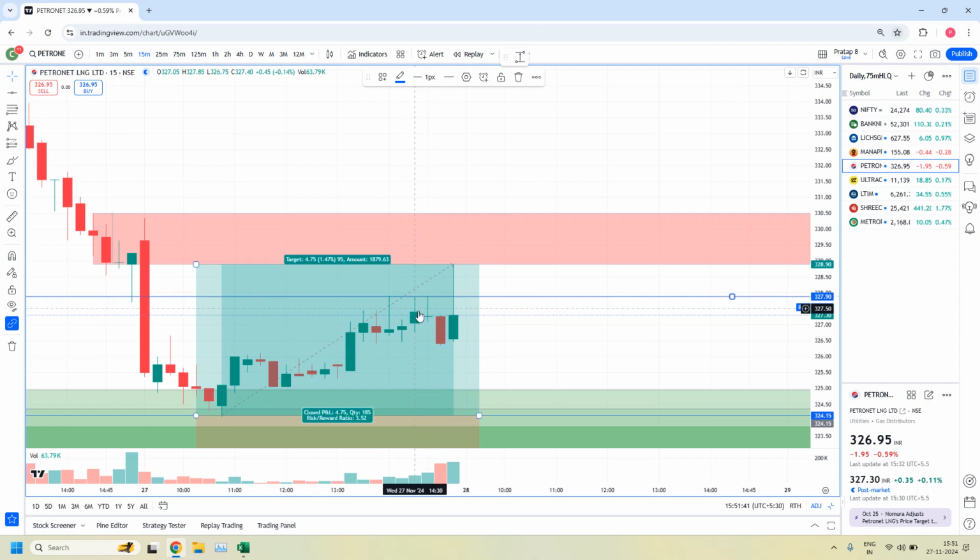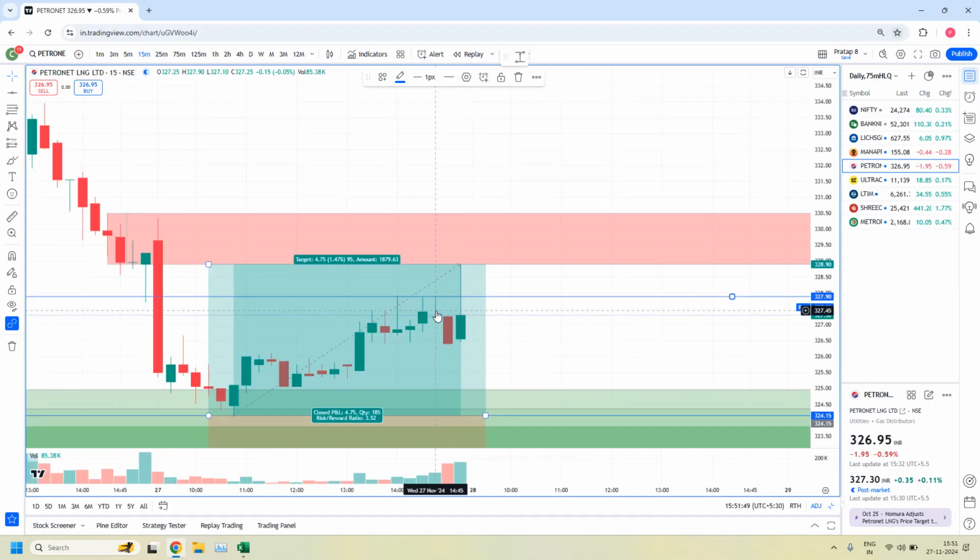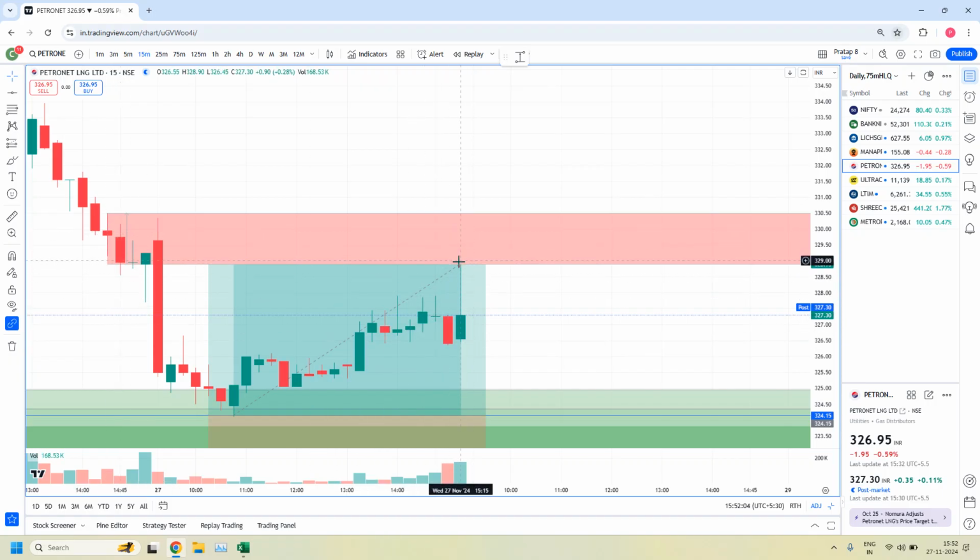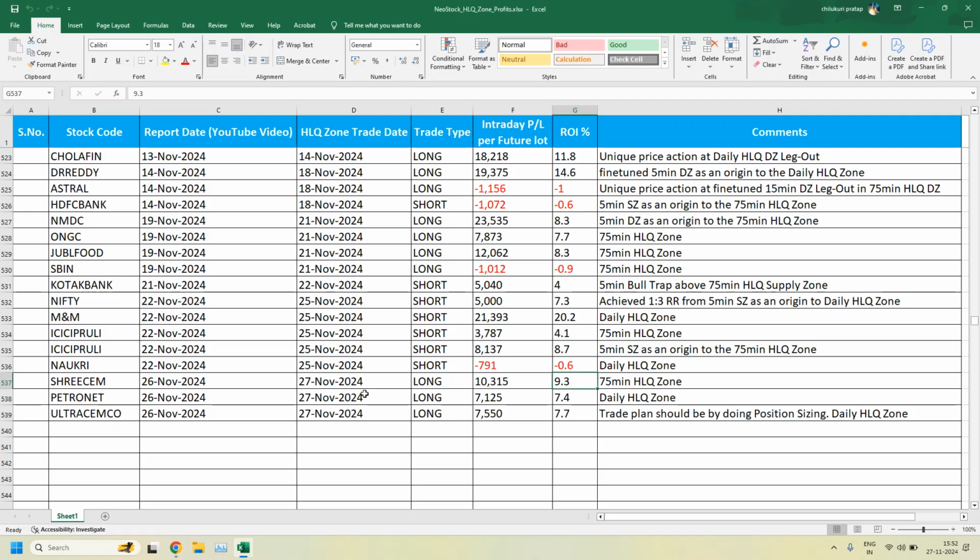Probably somewhere here, because the market timing is getting completed. It's very close to the last hour of the market. Generally what we do, intraday traders, 1 hour before the market closes, we will exit the trade, the blue color line. Okay, from a high liquidity zones point of view, it reached the target. And until this target, what is the profit it has given? Petronet has given 7,125 rupees profit, which is 7.4% ROI.